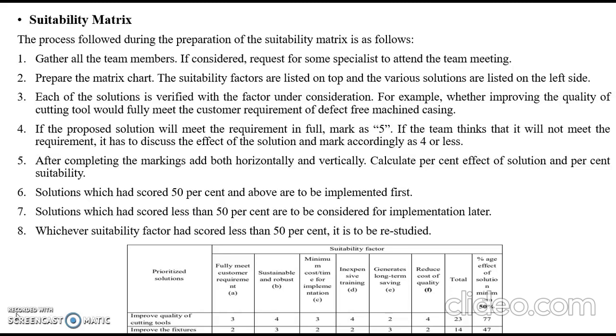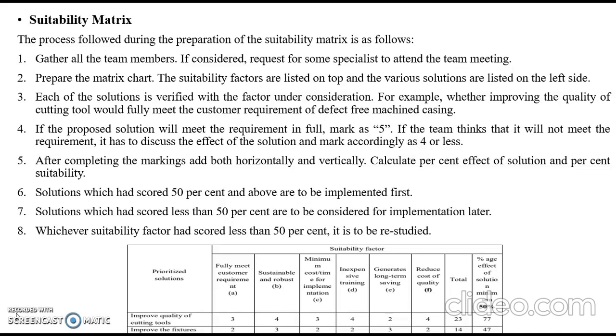First one is fully meet the customer requirement. The solutions planned to reduce the variation in the process should meet the known customer requirement. It means the variation in the process is well within the acceptable tolerance by the customer and the proposed solution will consistently achieve the tolerance limit as specified by the customer. And the second factor is sustainable and robust. The solution proposed should be possible to continue and achieve consistently the quality level expected of the process. That is sustainability and robustness.